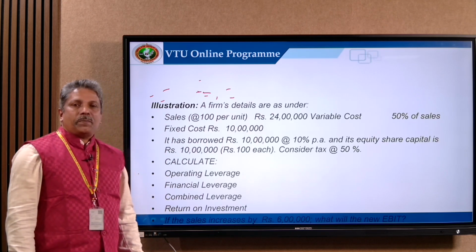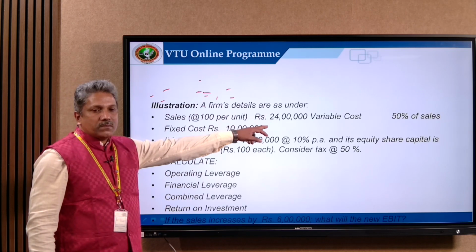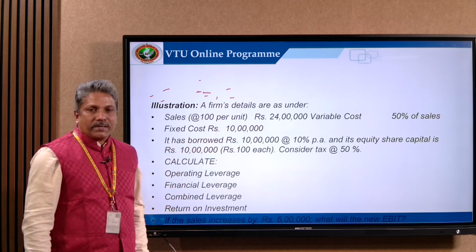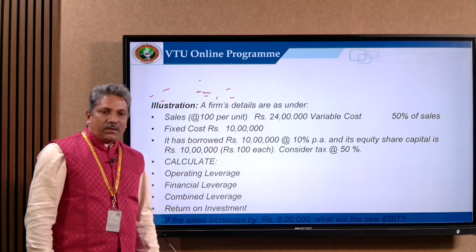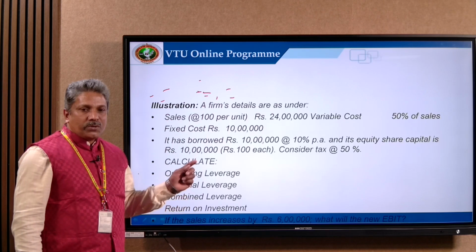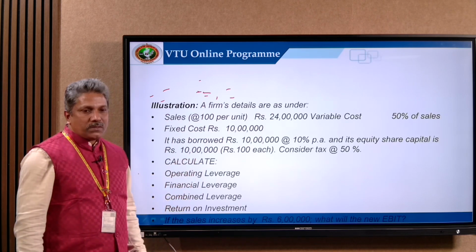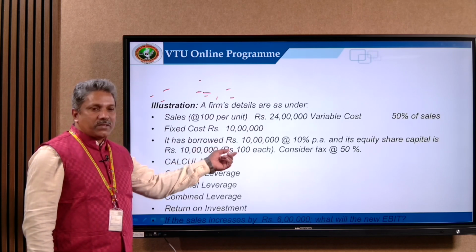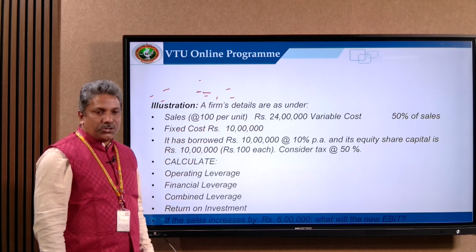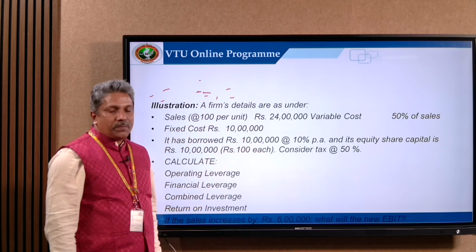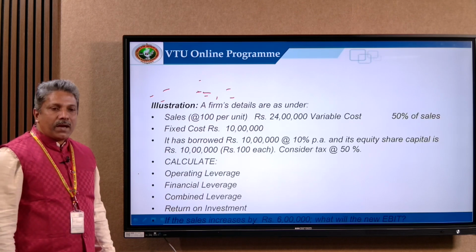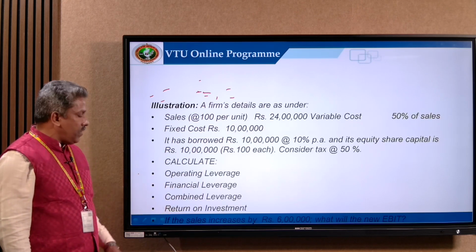Variable cost is 50% of sales, that means 12 lakhs. Fixed cost is 10 lakhs. It has borrowed 10 lakhs rupees at the rate of 10% per annum, and its equity share capital is 10 lakhs rupees, 100 rupees each. So, 10 lakhs divided by 100, we get the number of equity shares issued. Consider tax at 50%. You are asked to calculate operating leverage, financial leverage, combined leverage, then return on investment.